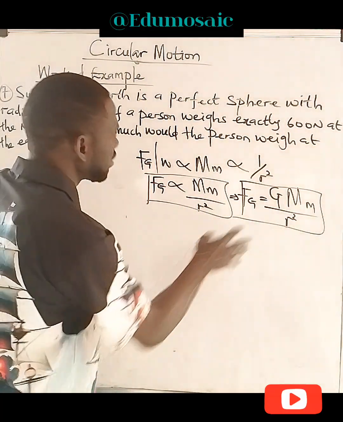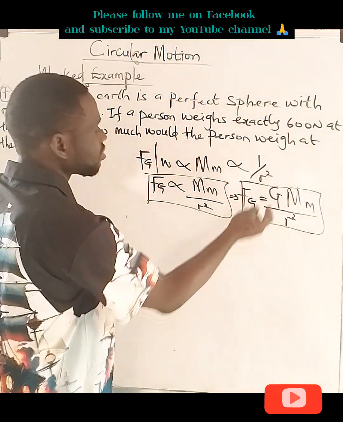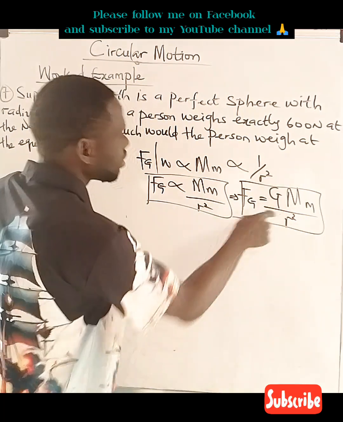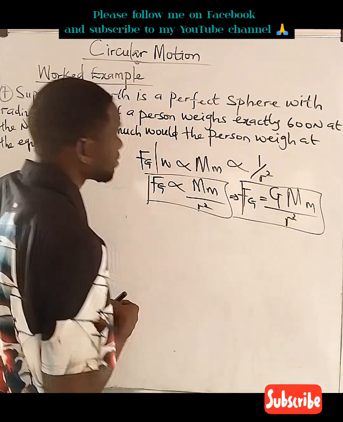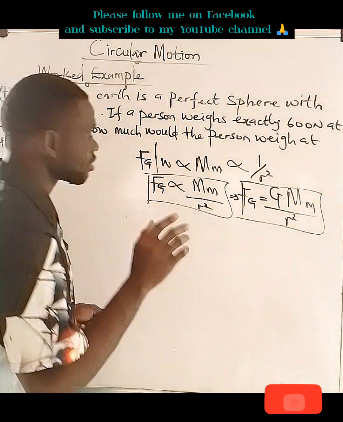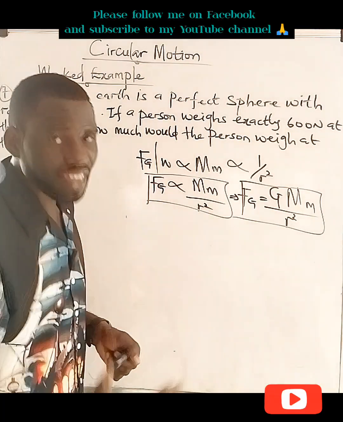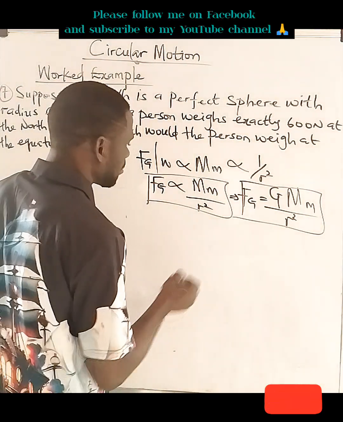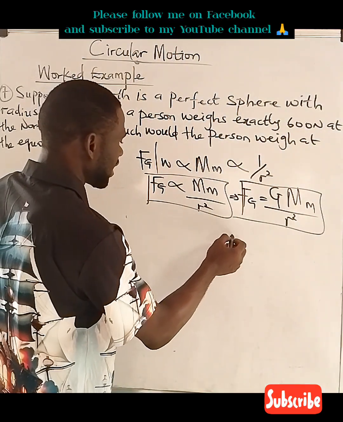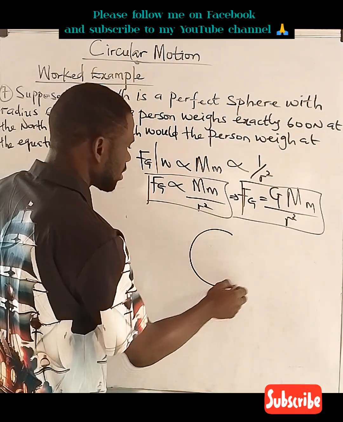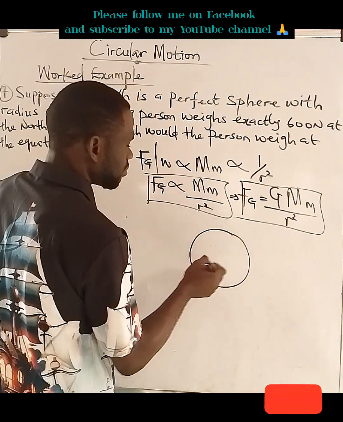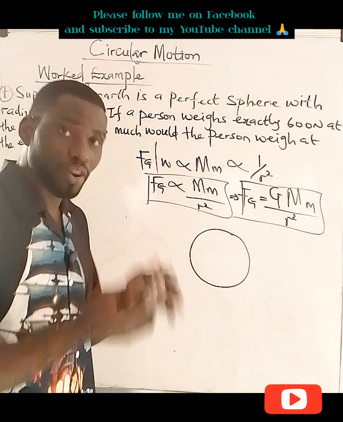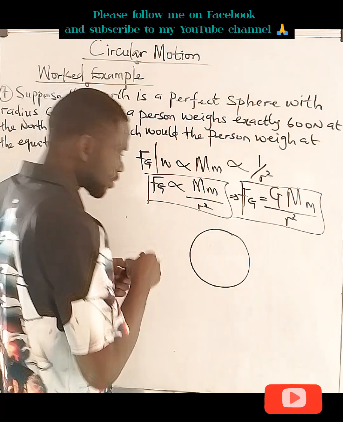So now, quickly, let's look at this. The force of gravity is equal to the gravitational constant times the bigger mass and the smaller mass over the square of the distance apart. The first thing we're going to look at quickly is what we call the escape velocity. Now, let me say we have the Earth like this. The Earth is not round. The Earth is what we call an oblate spheroid. The Earth is spherical in a way.